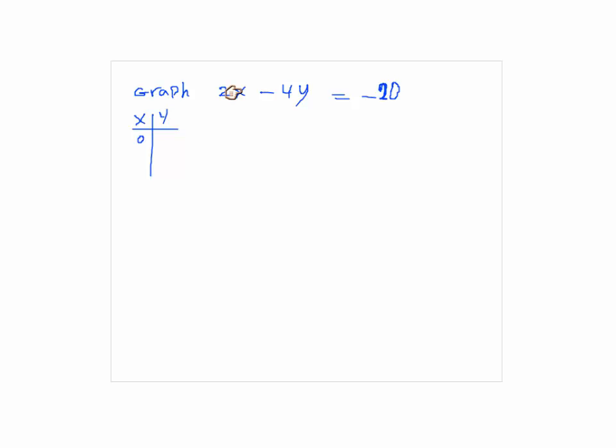If x is equal to 0, this whole term would be gone, right? So if I substitute for each x 0 and solve for y, this would be 0, right? 0 minus 4y is equal to negative 20. So divide both sides by negative 4. So it would be 5. So that would be the point.